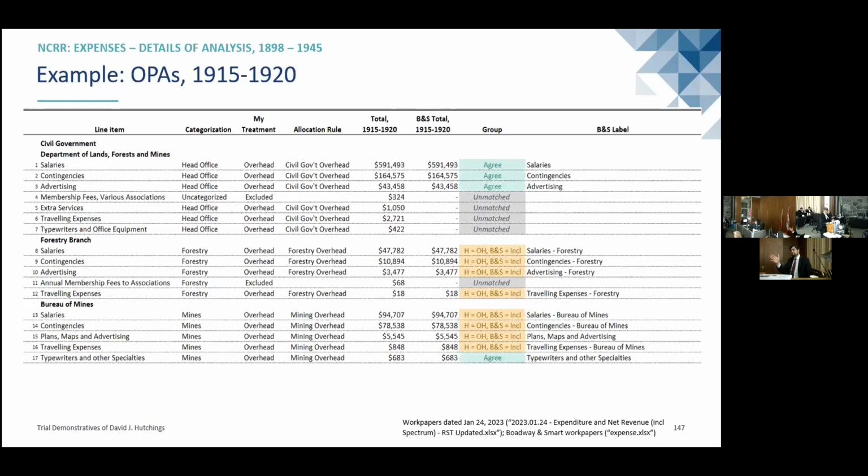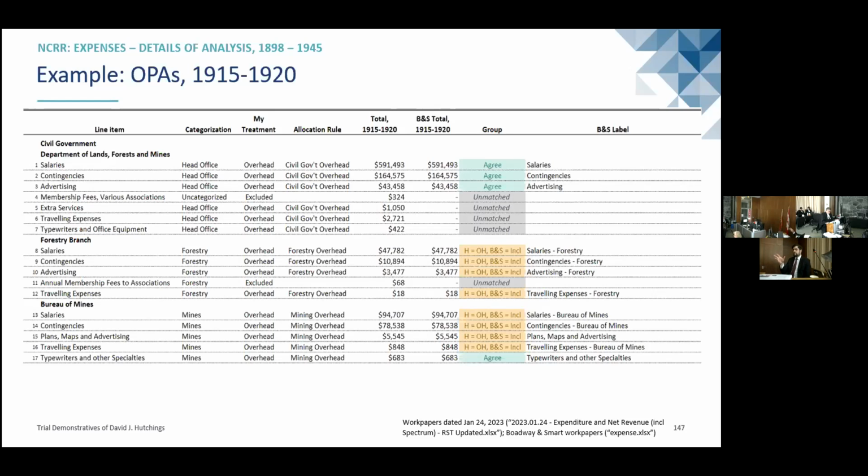The next column, B and S total, 1915 to 1920. That's the total from Professors Bodway and Smart's data for the same line items. You'll see we basically agree every time on the total. Again, we shared data, so that's a good sign. And I've included it here just to make clear that when I match a line item called salaries, we know we're matching the same line item.